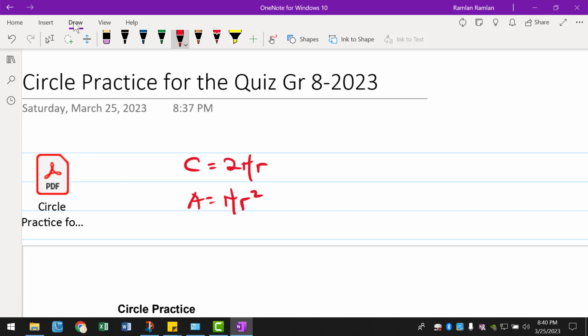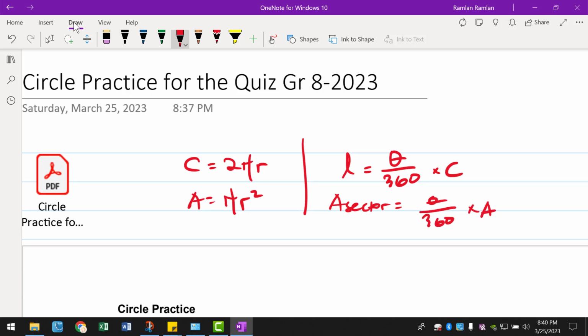And we're also going to use the arc length formula. That will be L equals theta over 360 times the circumference of the circle, which is 2 pi r, and then the area of a sector, that will be theta over 360 times the area of the circle. Okay, and we're also going to use one more formula, which is the Pythagoras formula. That'll be c squared equals a squared plus b squared. So notice that these are the only formulas that you're going to use for this topic.